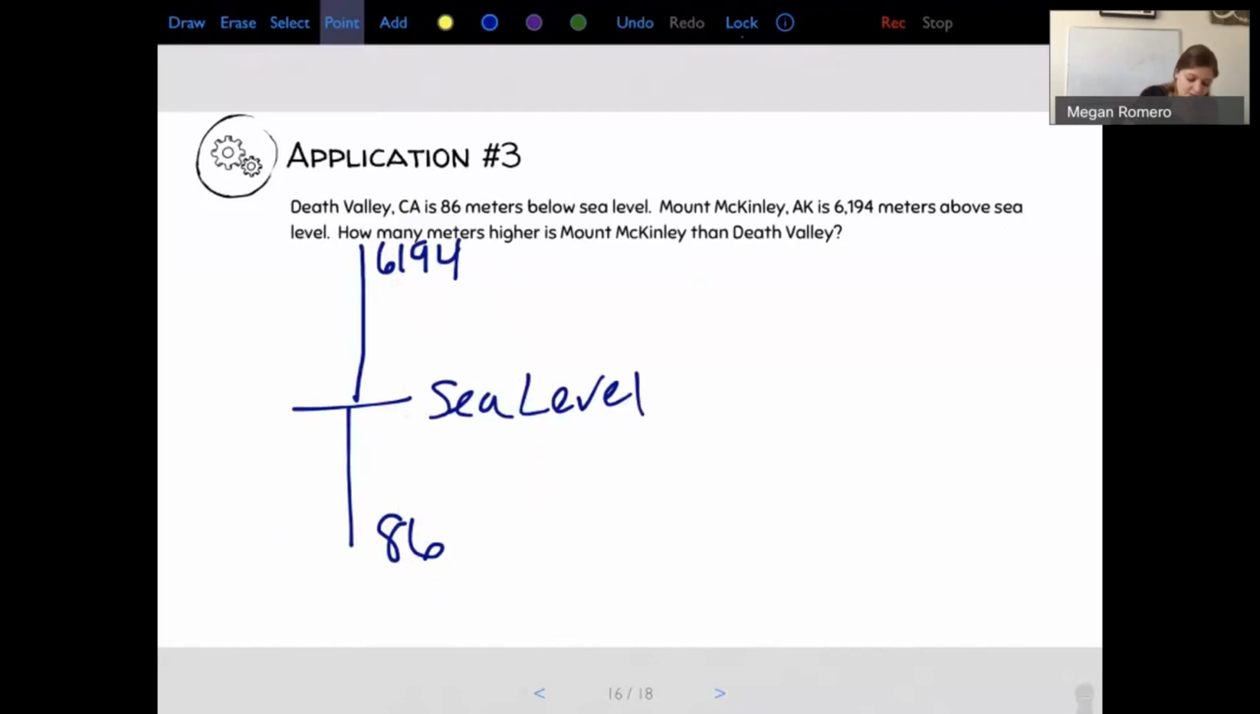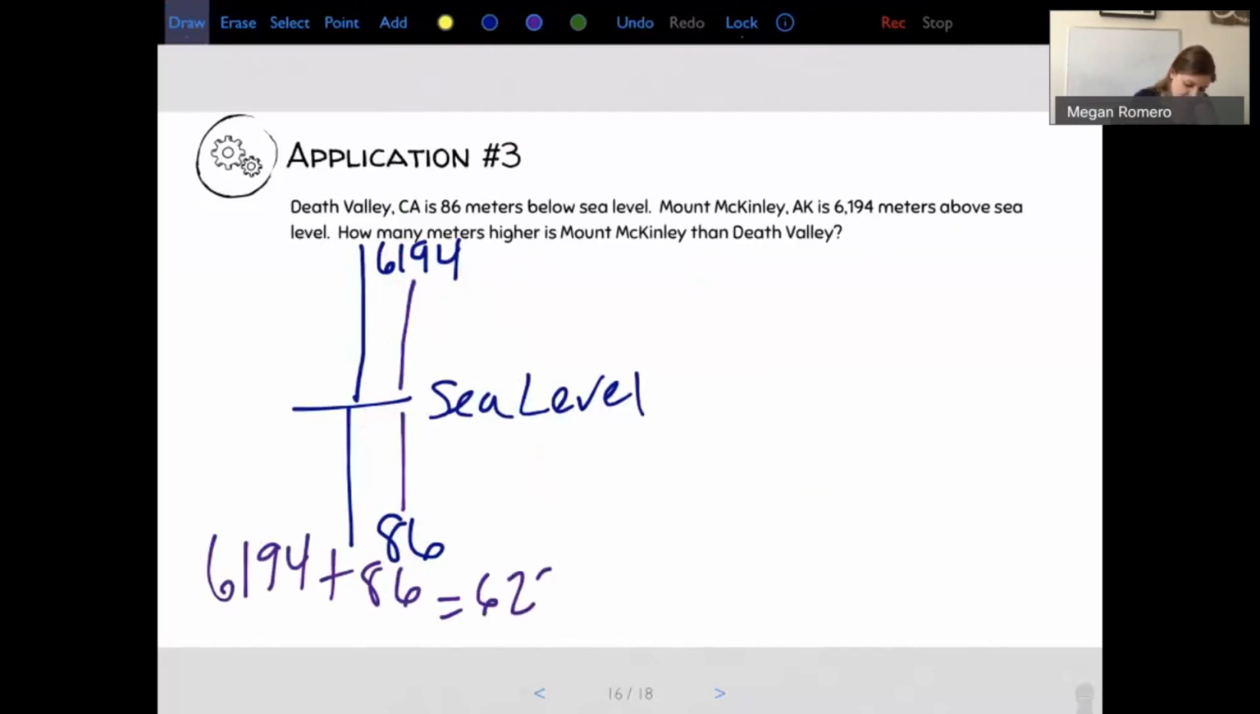So way number 1 to do this is to draw it out as I have on here and then say, okay, this is 6,194, this is 86. So totaled together, I could add these two. And this would give me 6,280. So Mount McKinley is 6,280 meters higher than Death Valley.